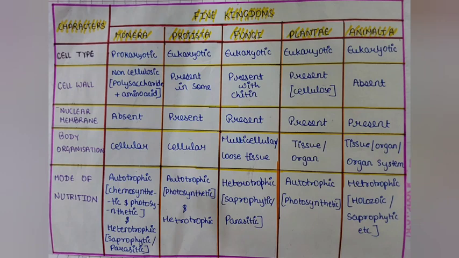Coming to the mode of nutrition, in Monera it can be autotrophic or heterotrophic, that is saprophytic or parasitic. In case of autotrophic, it can be chemosynthetic and photosynthetic. Now in case of Protista, it can be autotrophic or heterotrophic. In case of Fungi, it can be heterotrophic only, by the mode of saprophytic or parasitic. In the plant kingdom, it's only autotrophic, that is photosynthetic, and in kingdom Animalia, it can be by the mode of holozoic or saprophytic.